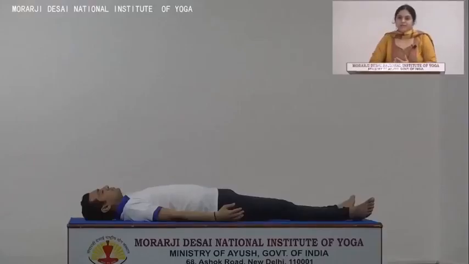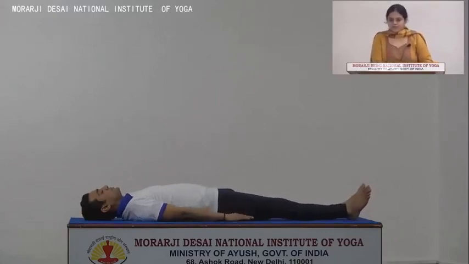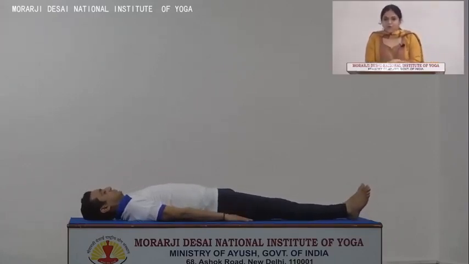Next, we'll do Uttan Padasana. It's excellent for strengthening the lower abdominal muscles. Those suffering from severe back issues should lift only one leg at a time, should not lift both the legs together. Now, join your legs together. Hands should be placed at the sides of the body, the palms facing downward like this.